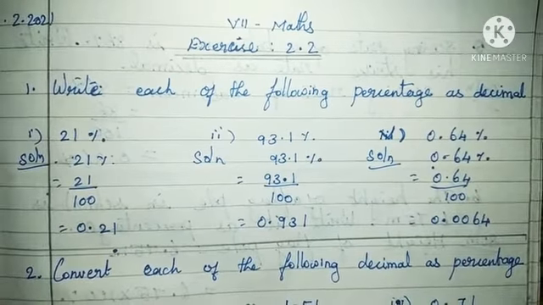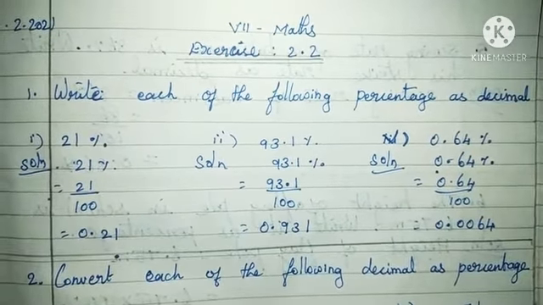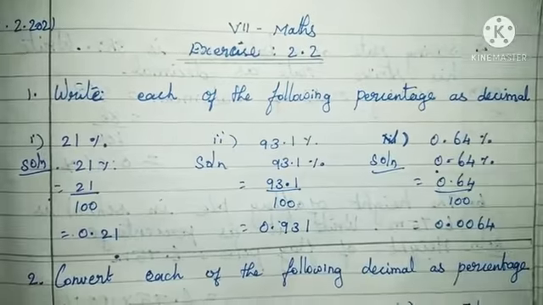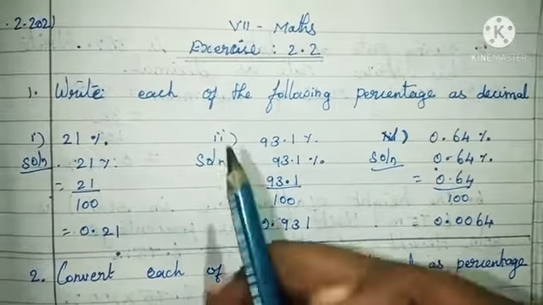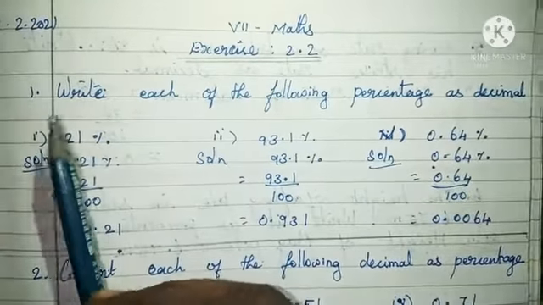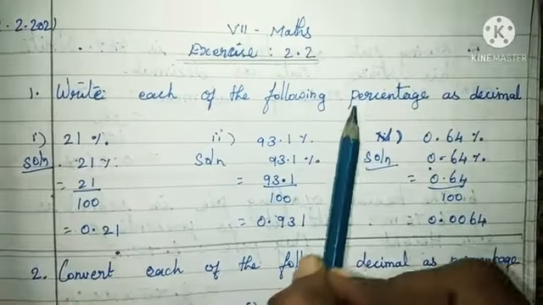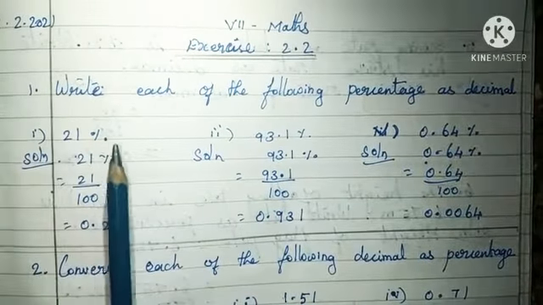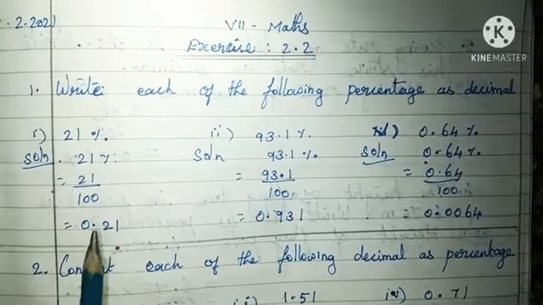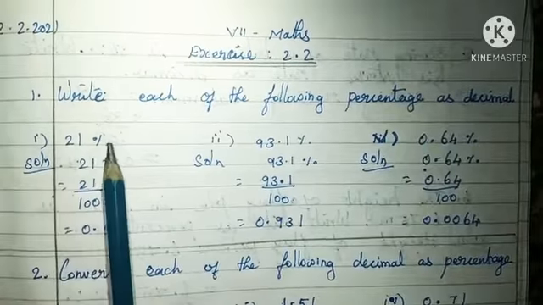In the previous class, we learned how to convert the given fraction into percentage and the given decimal percent into fraction. Today, we are going to see how to convert the percentage as a decimal and the decimal as a percentage. Exercise 2.2, first sum. Write each of the following percentage as decimal. Here, the percentage is given. You have to convert this percentage into decimal form, that is 21%.